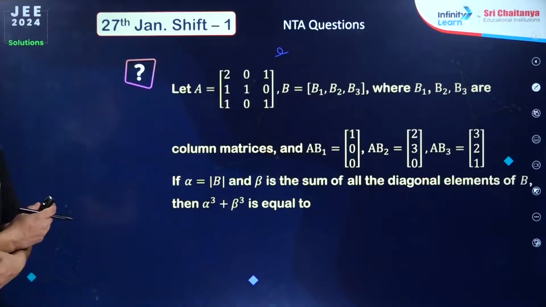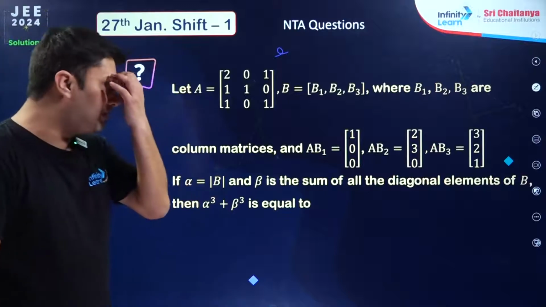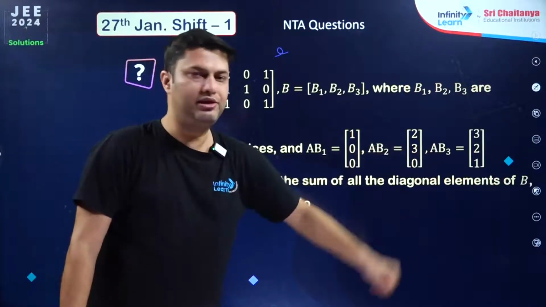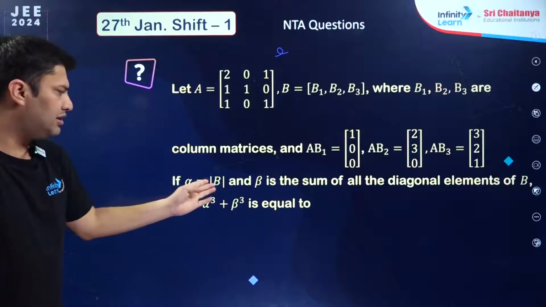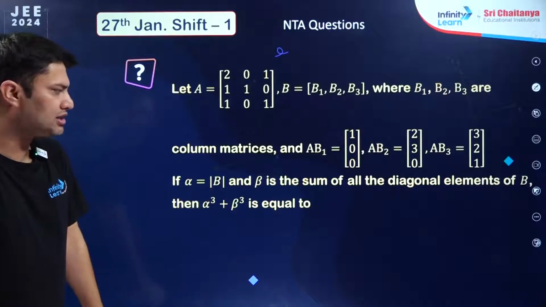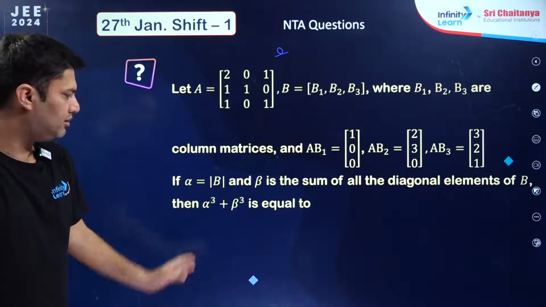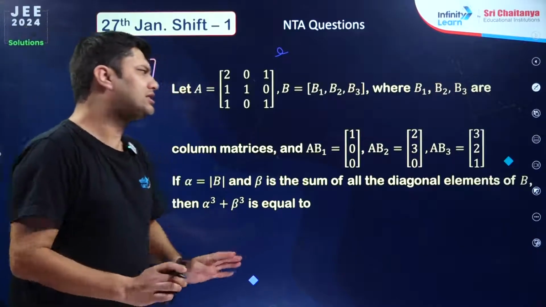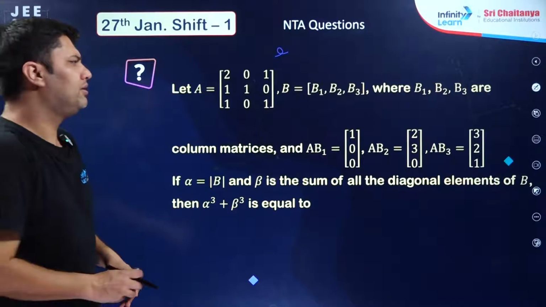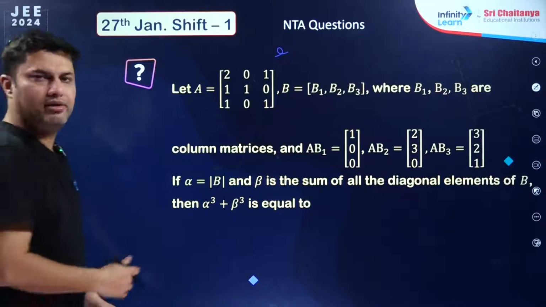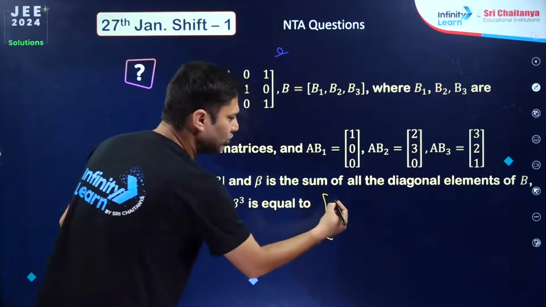Now A matrix is given, B is a row matrix, and B1, B2, B3 are column matrices, and these equations are given where alpha is the determinant of B and beta is the sum of all diagonal elements, that means trace of B. You need to find this. I think this is really easy problem. So A matrix is given, just calculate this.